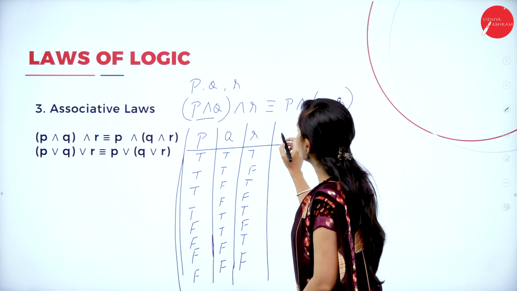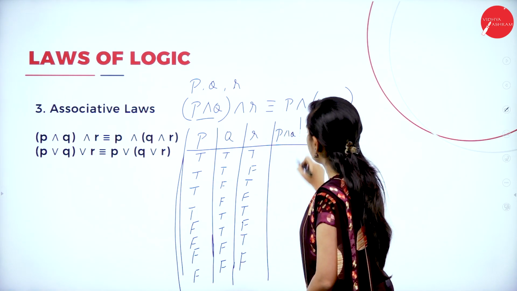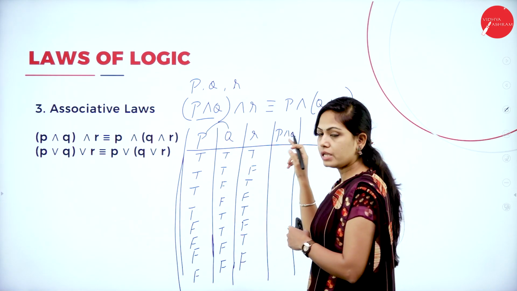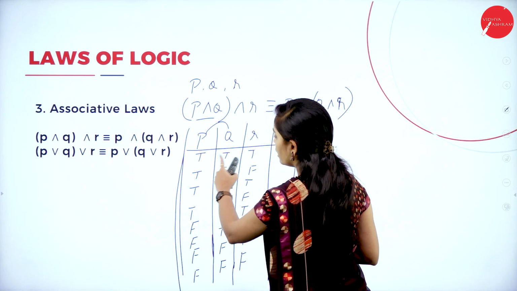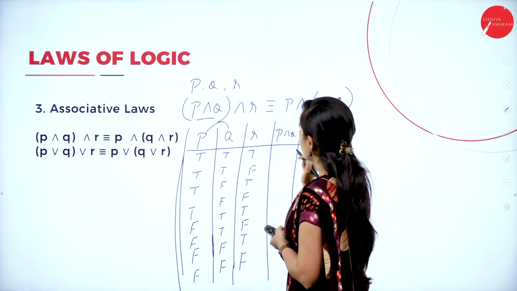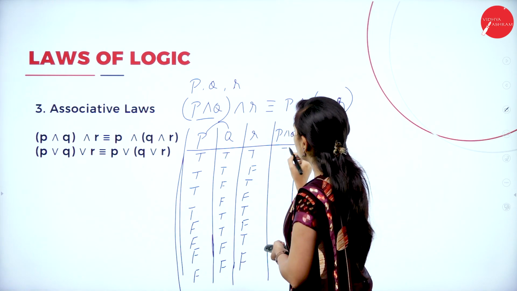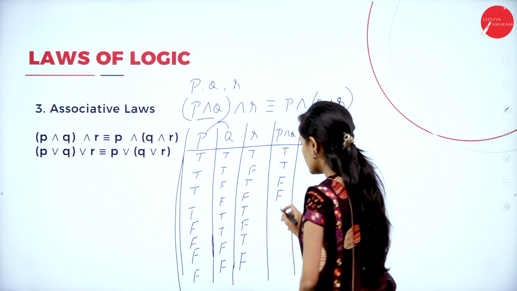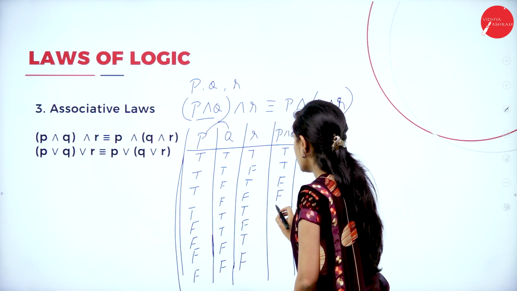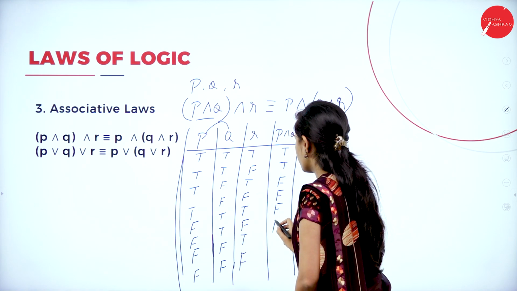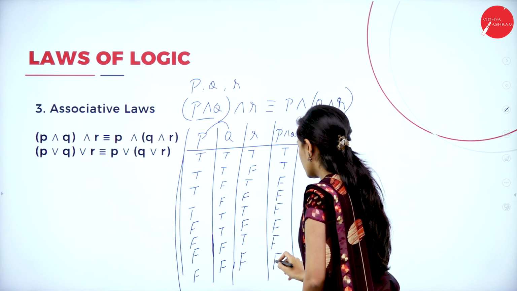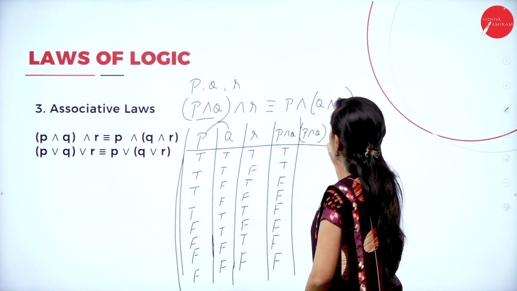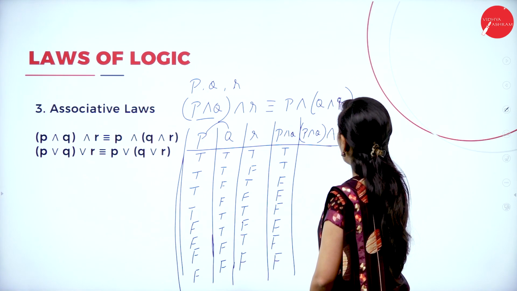Now I will find out P AND Q. Just see the columns of P and Q. I am using the AND operation. If any one of the statements is false, the final statement is also false, otherwise it is true. True, true means true. True, false is false. False, true is false. False, false is false.